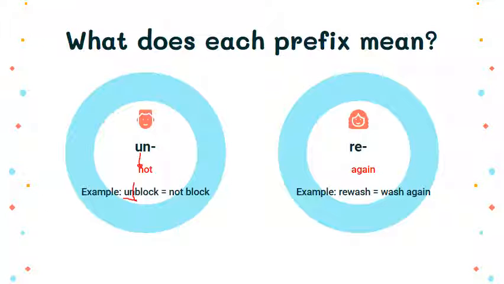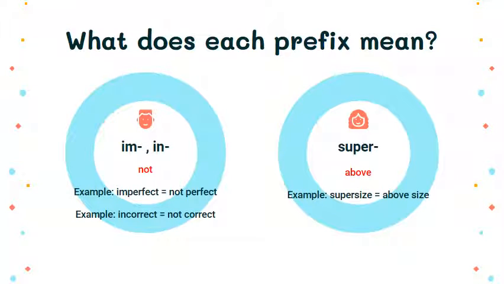When we say re, we mean we are doing something again. Rewash, we mean we wash again. Rewash the dishes, wash the dishes again. The prefixes im and in mean not. Imperfect, we mean not perfect. Incorrect, you have an incorrect answer, we mean you don't have a correct answer. Your answer is not correct.